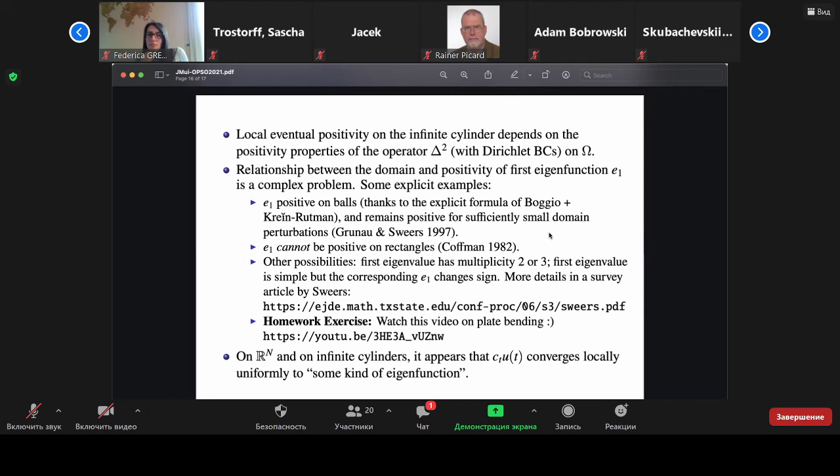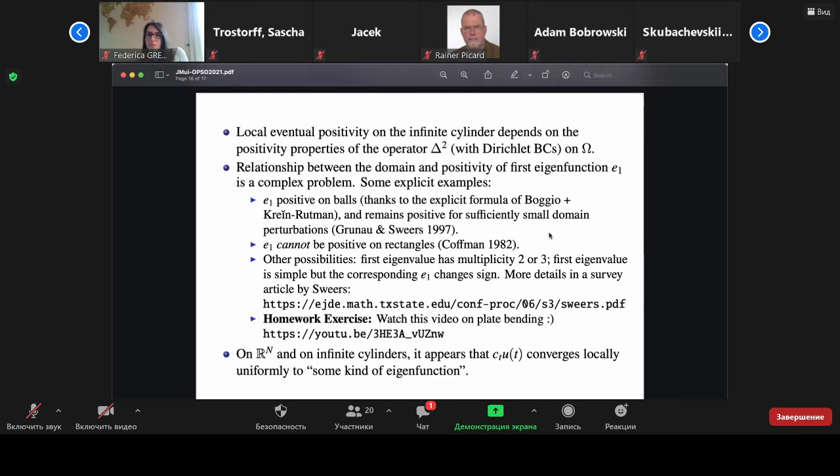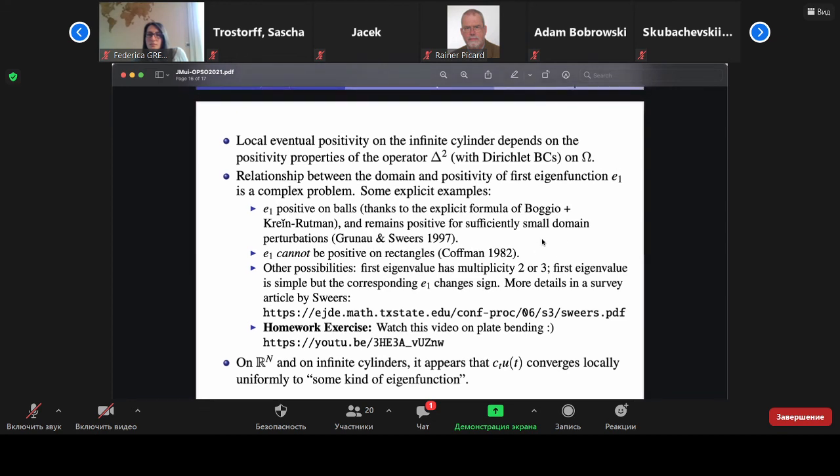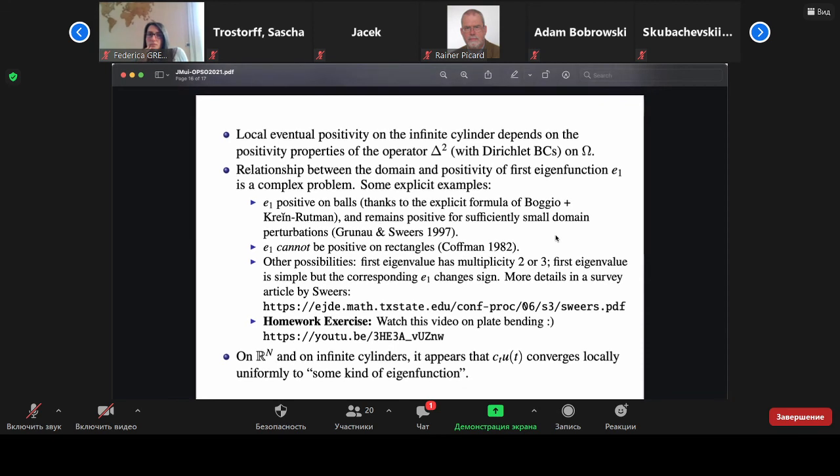So you might expect that on a half space the solution after the blow-up argument converges locally uniformly to an eigenfunction that pointwise solves the equation, but is not an eigenfunction in an L1 or L2 space, something like that. So yeah, thank you very much for your attention.